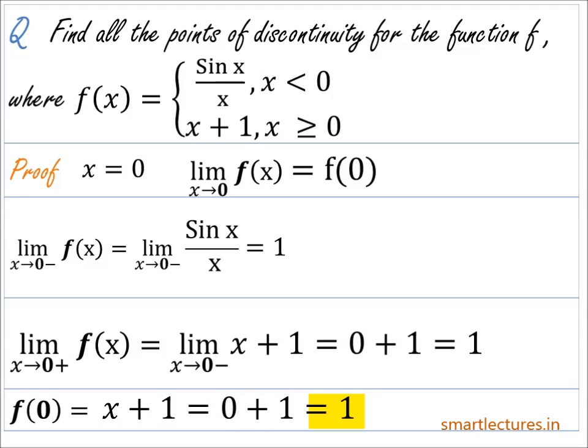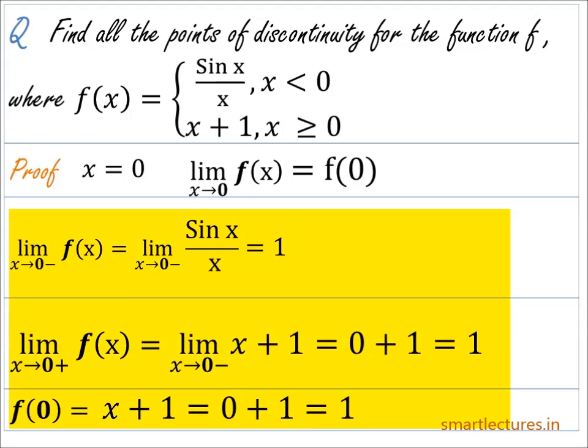So when x is equal to 0, then in that case its left hand limit, right hand limit, as well as the value of the given function at the point x equal to 0, f of 0, are all equal to 1. And as per the properties of continuity, this is the required condition for a function to be continuous. So that means the given function f of x is continuous at x equal to 0.